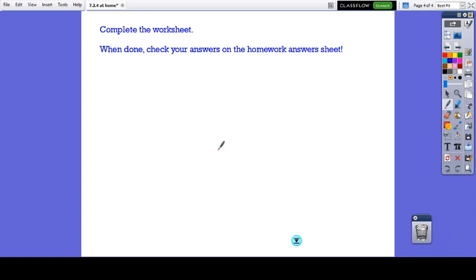So what I want you to do now is complete your worksheet. When you are done, check your answers on the homework answer sheet or check them as you go. But you have all of the questions 1 through 5 to get through, and then you are done for this week. Good luck.